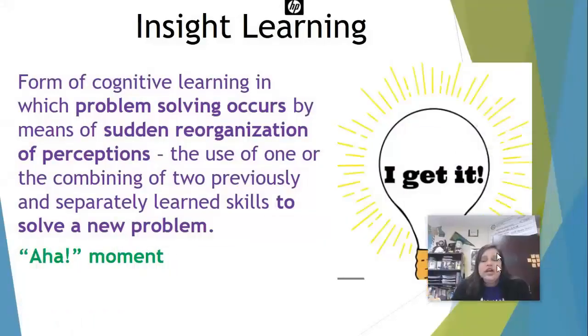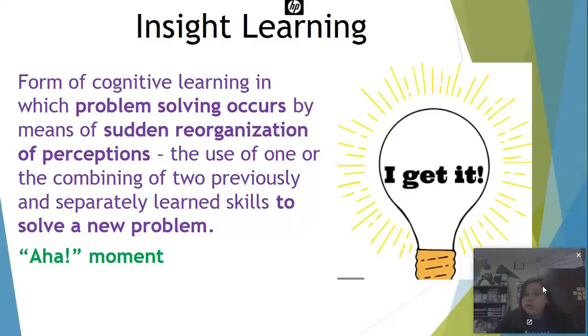So let's talk about some other types of learning. And these we will not go as in-depth on throughout the chapter, so they'll just be right here. But classical and operant and social learning, we'll talk about those more in depth. Insight learning is something that we've all done. We've had that aha moment, but we actually call it insight learning, where you solve a problem because you've suddenly reorganized information that you already had and you just understand it differently. You're using one or maybe two previously learned skills to solve a new problem.